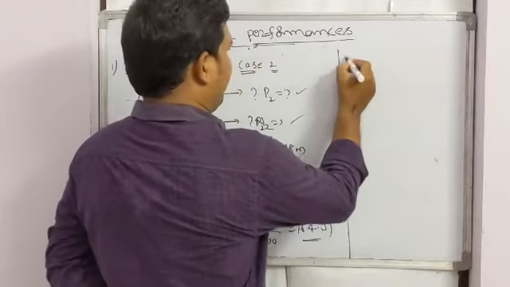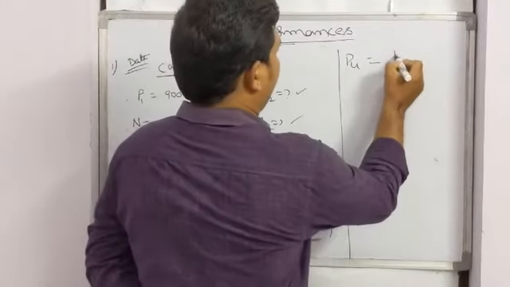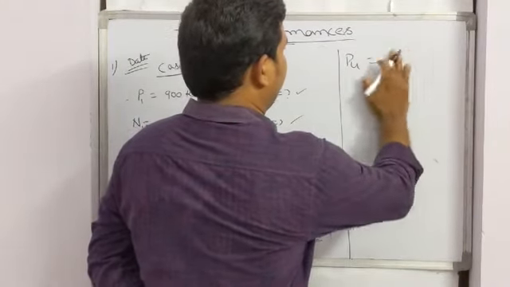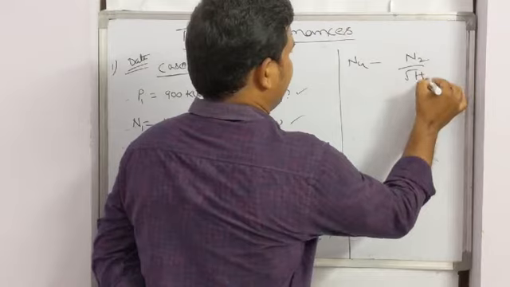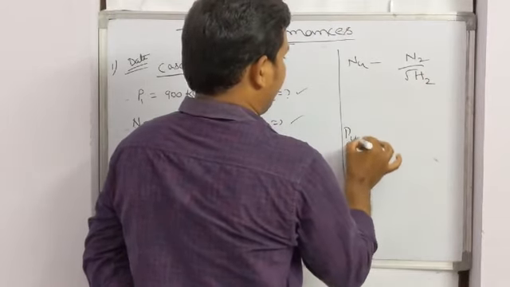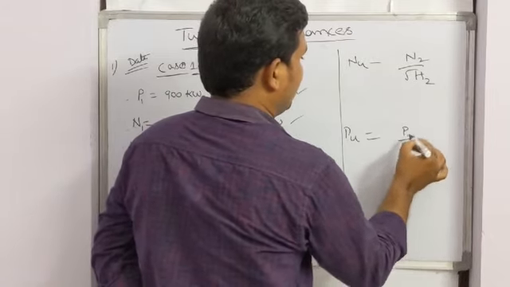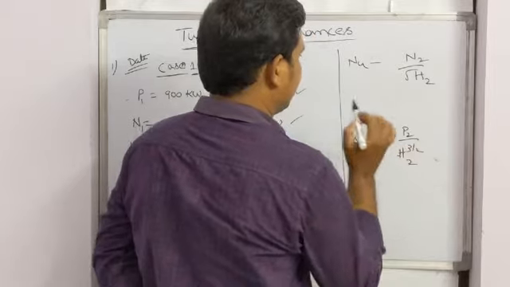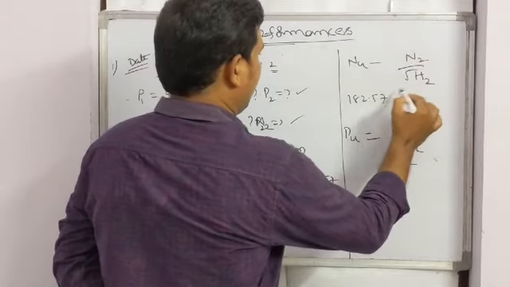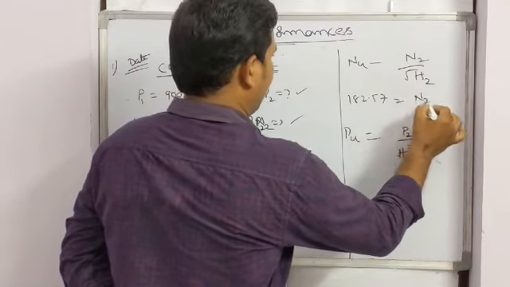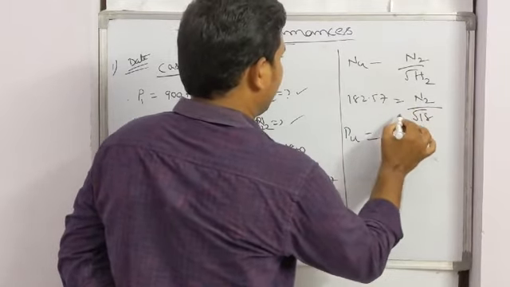So I am using N1, H1, P1, H1. I am using unit speed is equal to N by root over H. I am taking the second case. Unit power is also P by H power of 3 by 2, so I am taking P2 and H2. Already unit speed is 182.57, equal to N2 by root of head available, and in the second case it is root over 18. So by substituting all of this, we are getting a NU.